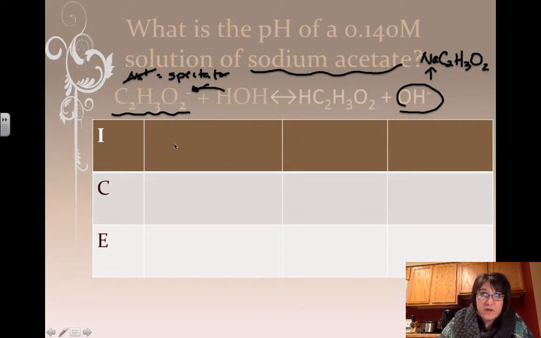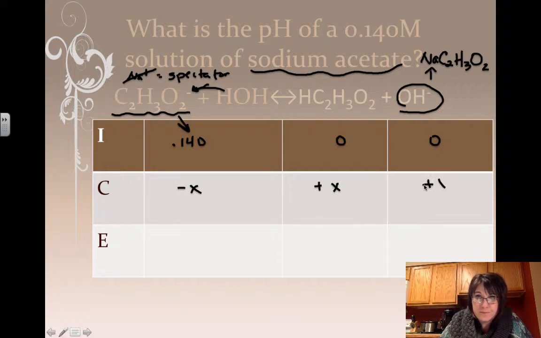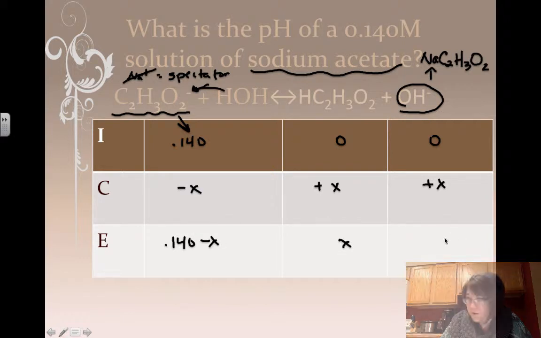So if we have a 0.14 molar solution of sodium acetate that breaks apart completely, then my initial concentration of acetate is 0.14 molar. Water doesn't get to be in the equilibrium, but then the acetic acid, the conjugate acid of my salt, and the hydroxide ion, they start out as 0, but they're going to gain some as this accepts the proton from the water. So I have 0.140 minus x, x, and x.